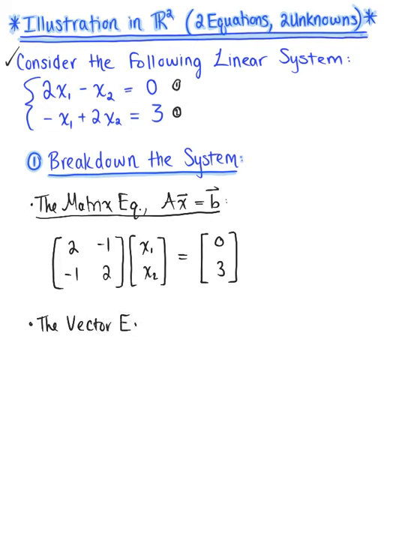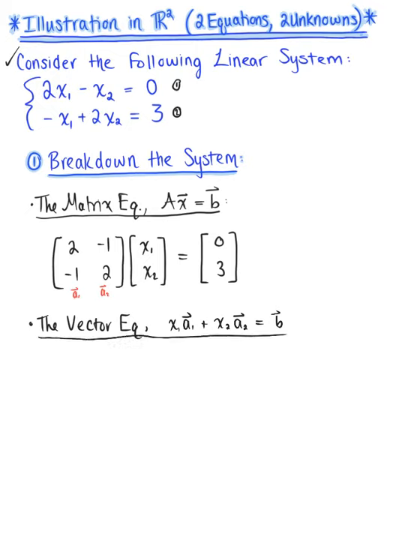This is the linear combination of the columns of matrix A. If we look back up at the matrix equation, we have 2 columns: column vector A sub 1 and column vector A sub 2. So the vector equation will have the form x sub 1 times column vector A sub 1 plus x sub 2 multiplied by the column vector A sub 2, and that's equal to the constant vector b.